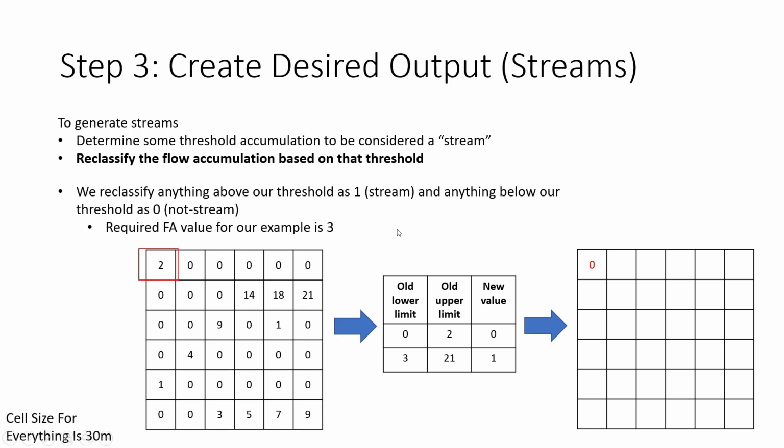So let's go ahead and do another example here. What about this value, 14? If we have a flow accumulation of 14 and we apply this reclassification table, what is our output going to be? I want you to pause the video and think through what you think we're going to get.